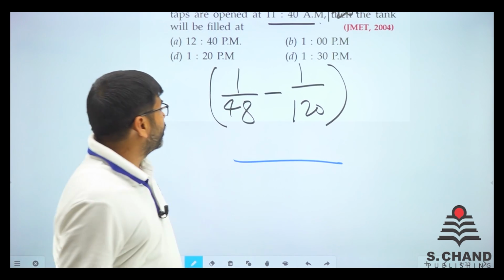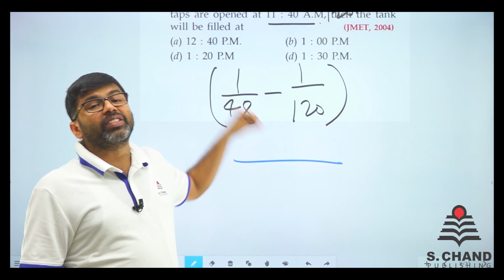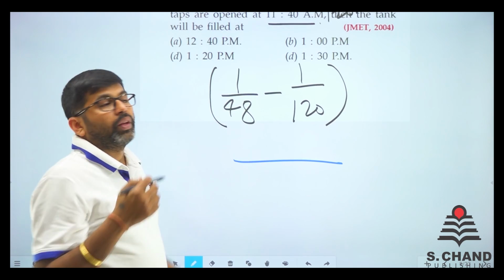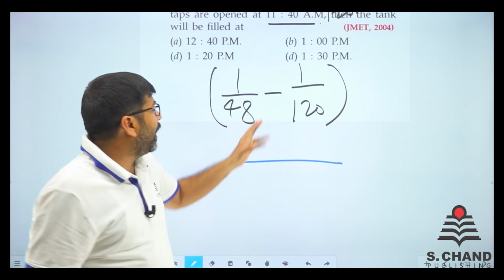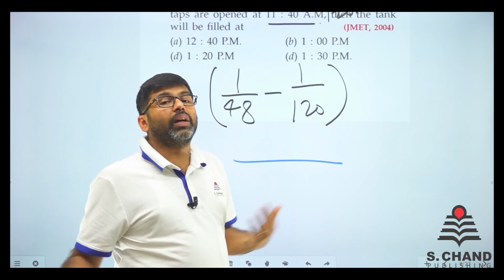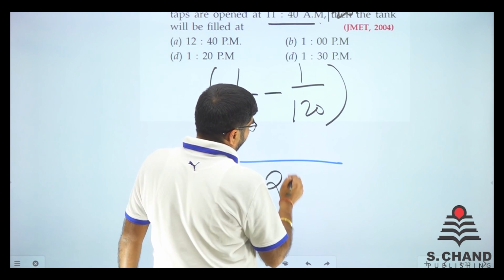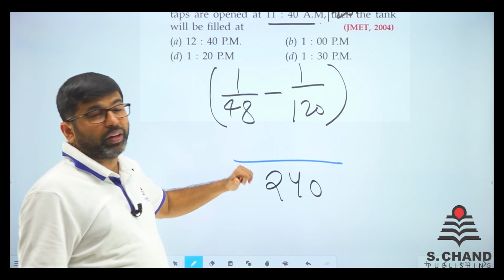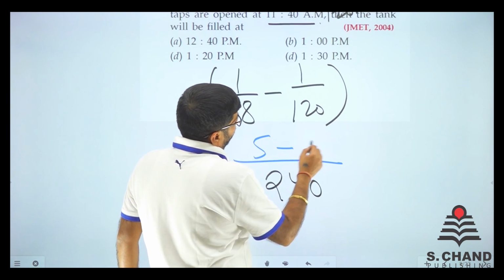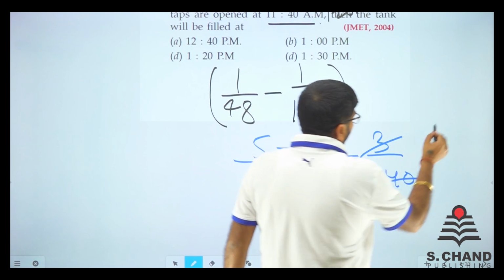So, let's take the LCM. See how this formula has come, as I told you at the beginning of this chapter: 1 by 48 is the total tank to be filled in 1 minute, and this is the total tank to be emptied in 1 minute. When we open both the inlet and outlet pipes simultaneously, it is just the minus part. So the LCM will be 240 because 120 cannot go with 48. Now 240 divided by 48 is 5, so 5 here and 2 here. So it will be 3 by 240, that is 1 by 80.